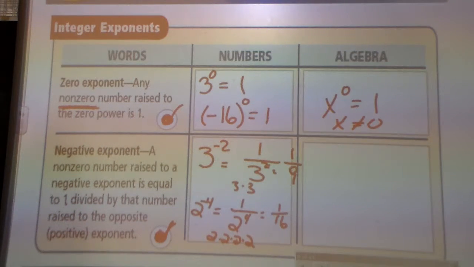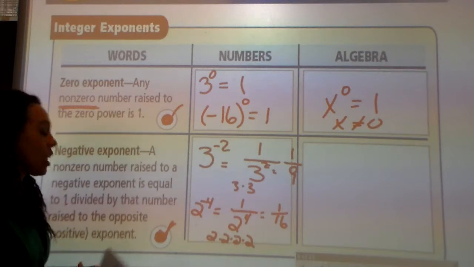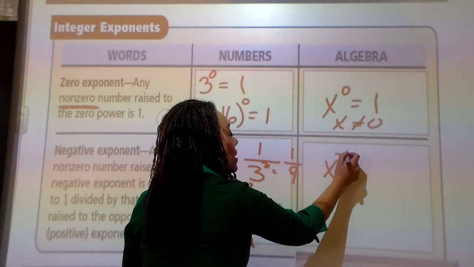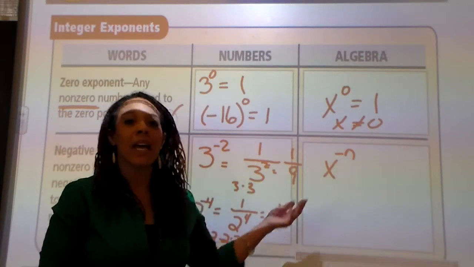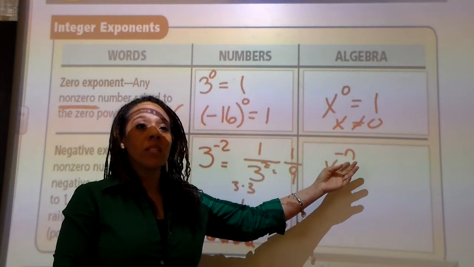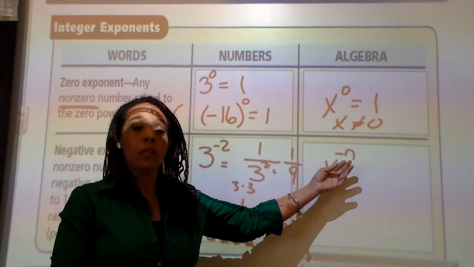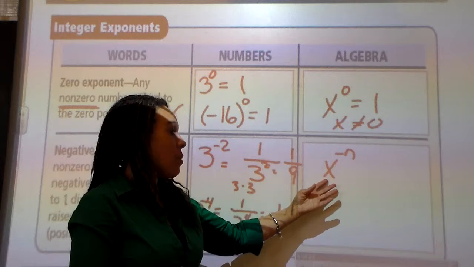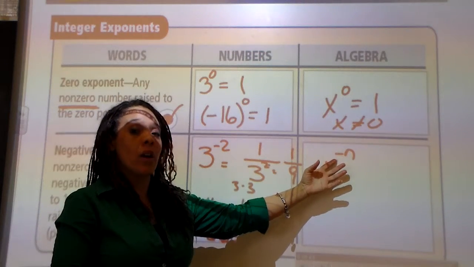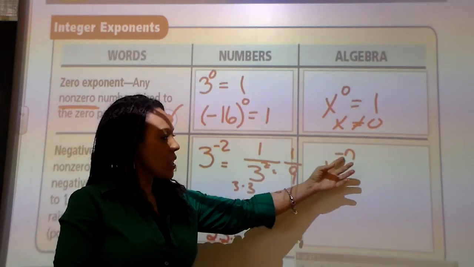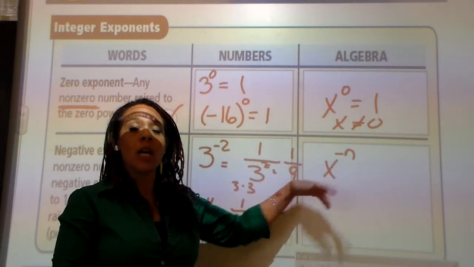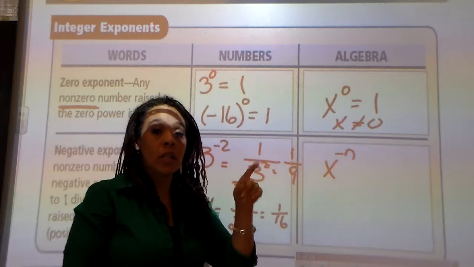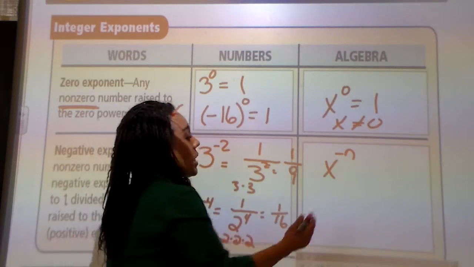How it looks in algebra is very funny looking. So we say if we have any number raised to the nth power. The nth power could be 6th power, could be 8th power. But here we're talking about negative. So any number x raised to the negative nth power. Nth power is very commonly used in algebra, using the n for any power.